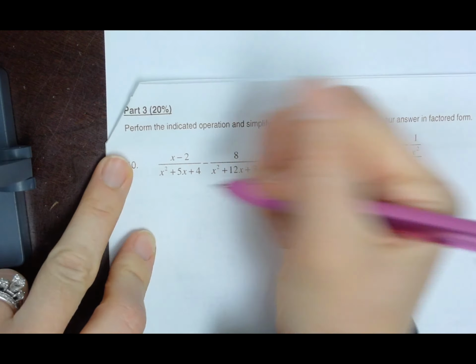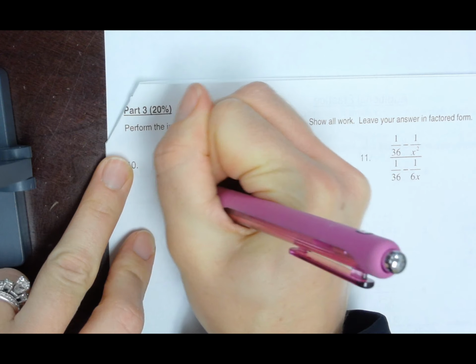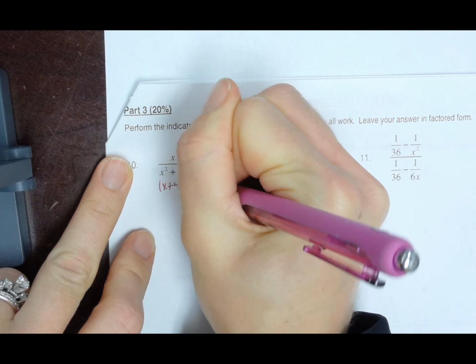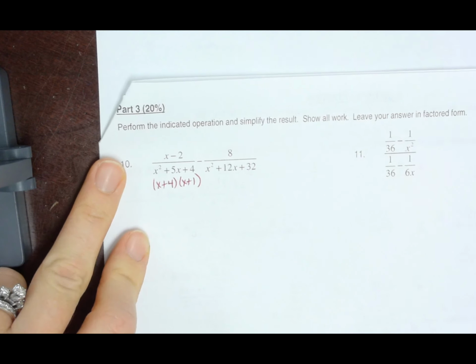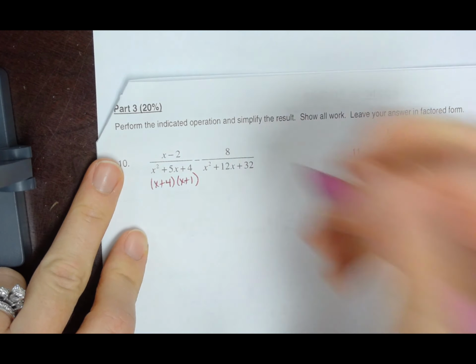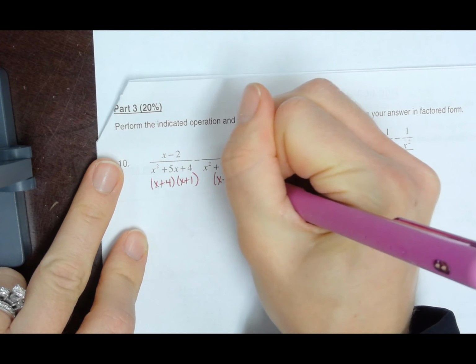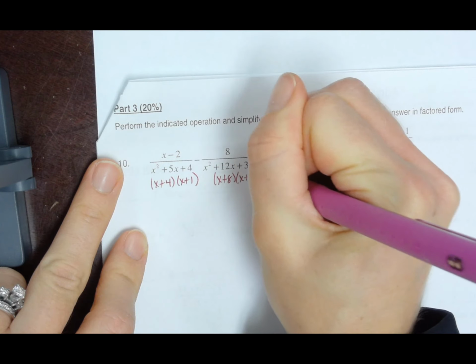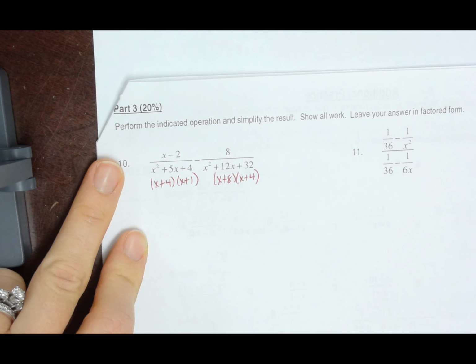So if I factor this first denominator, what multiplies to give us 4 and adds to give us 5 will be x plus 1 and x plus 4. And then over here, what multiplies to give us 32 and adds to give us 12 will be x plus 8 and x plus 4.